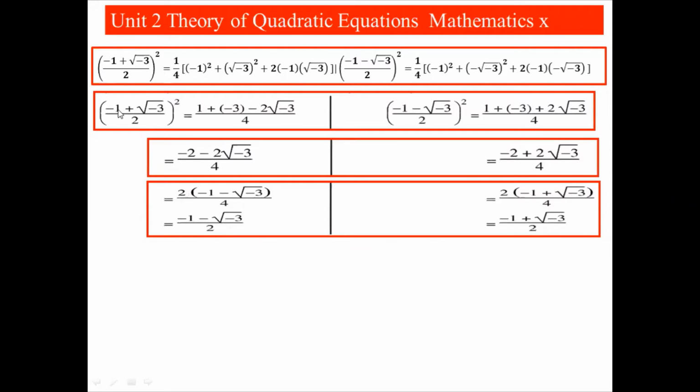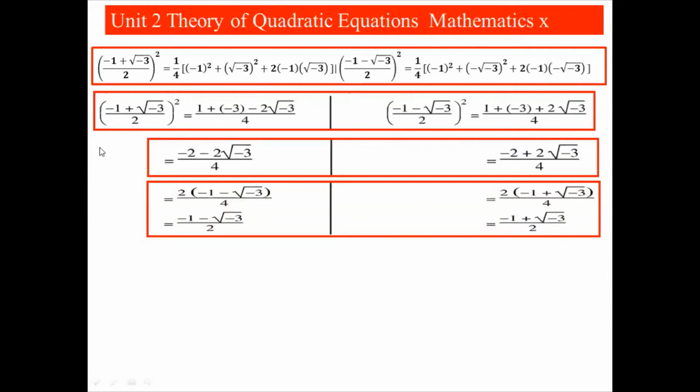So when we take the square of (-1 plus square root of -3) divided by 2, we have (-1 minus square root of -3) divided by 2. And when we take the square of (-1 minus square root of -3) divided by 2, we have (-1 plus square root of -3) divided by 2. So when we take the square of this positive root, we have this negative root, and when we take the square of this negative root, we have this positive root.